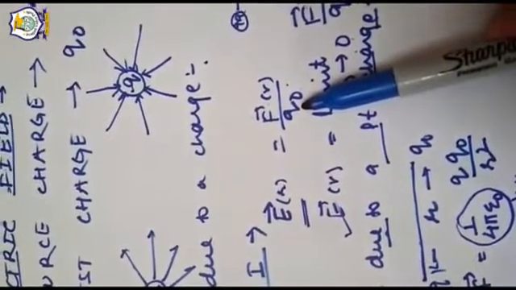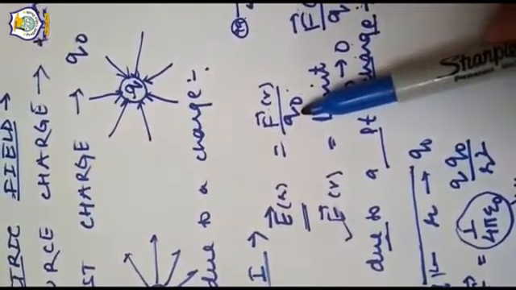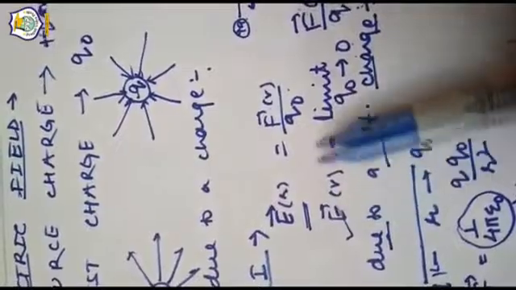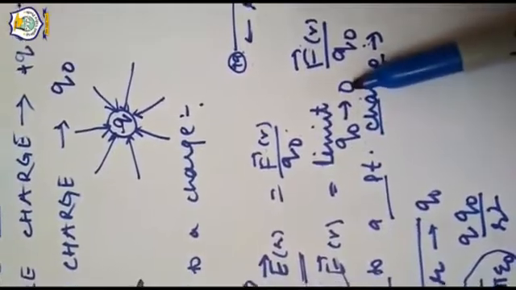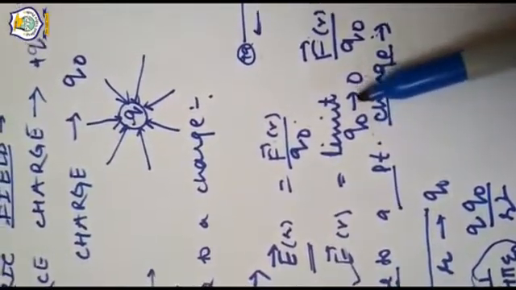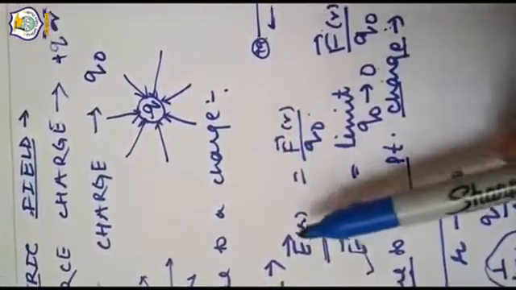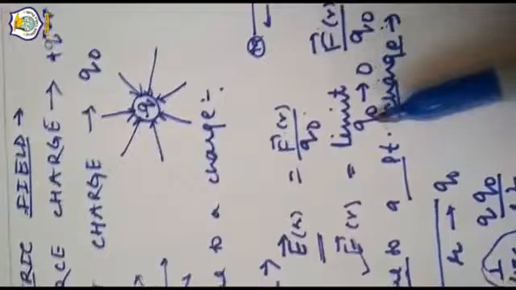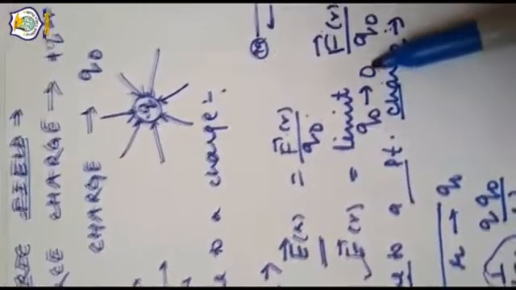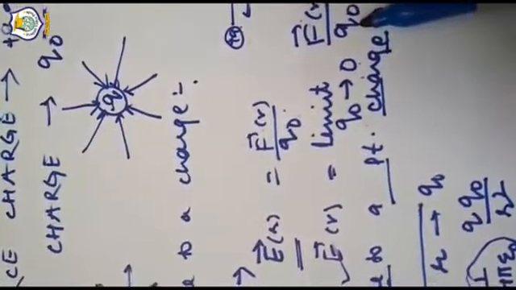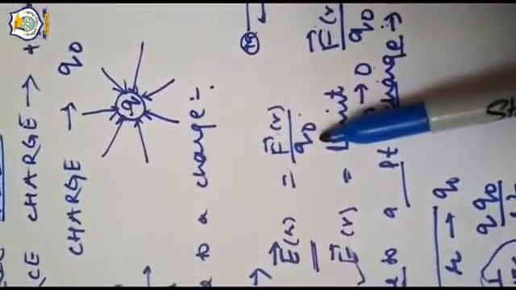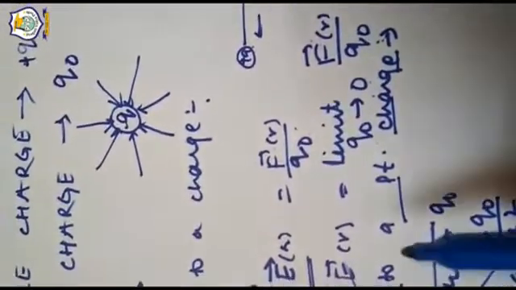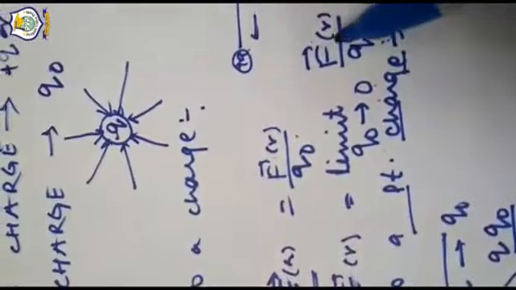Or we can have a more precise formula for this. It is Er is equal to limit Q naught tends to 0 of Fr upon Q naught. See, Q naught tends to 0. Why are we taking this? Because Q naught cannot be 0, because F upon 0 will be undefined, so electric field cannot be defined at that point. So for that purpose, we take limit Q naught tends to 0 of Fr upon Q naught. So the formula is clear now. Definition formula: this is force per unit test charge. Now let's discuss its SI unit. So the SI unit is Newton per Coulomb.